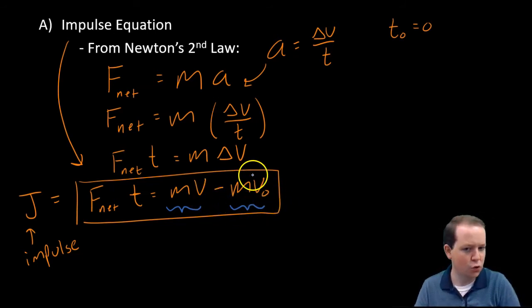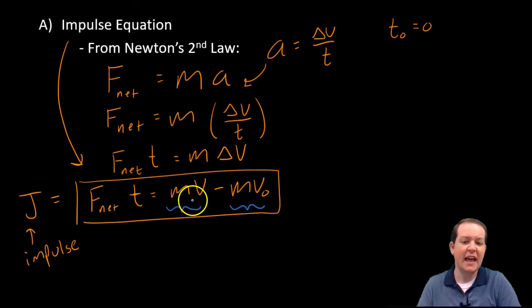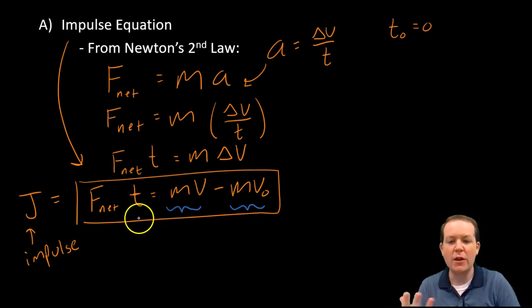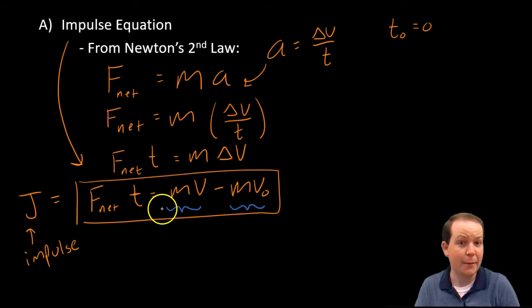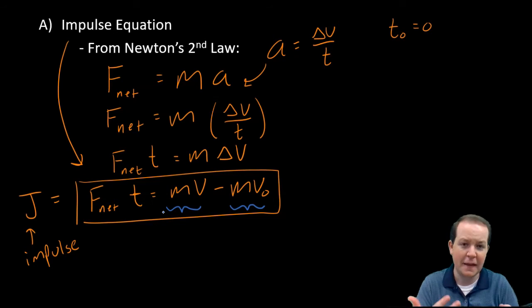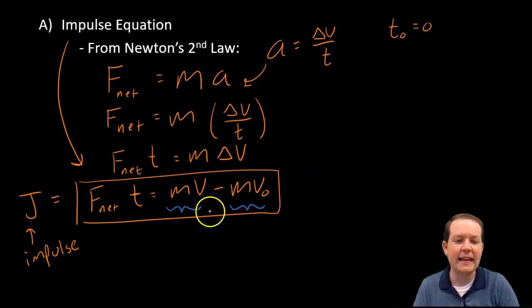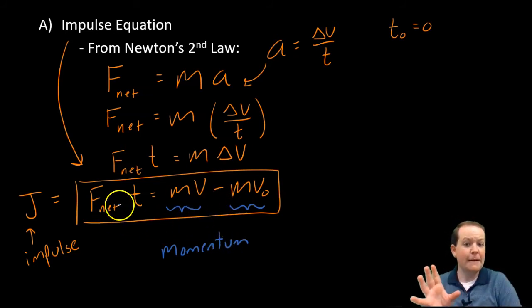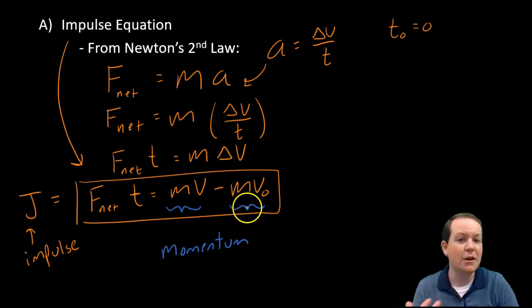I have some initial quantity, whatever the heck this is, and some final quantity. And this always pops up whenever we are applying net forces for some amount of time. Just like before, how that kind of indicated importance, and that's where the term kinetic energy comes from, this here is indicating importance. This is where the term momentum comes from. Momentum is the word that is used to describe this change. When you apply a net force for an amount of time, something about the object changes.